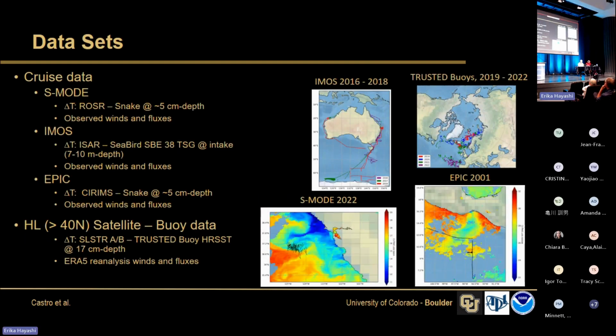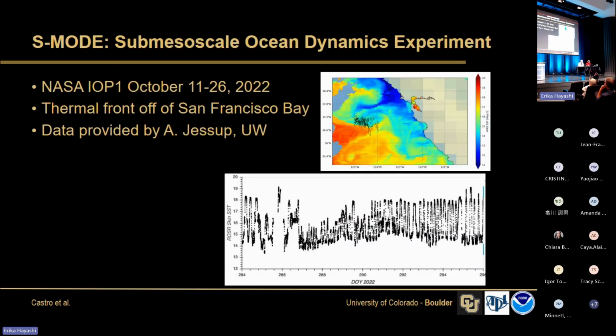So I'm going to show new data sets. Three of them are based entirely on cruise data, and the fourth is a hybrid data set that uses skin SST from satellites, buoy data for the subsurface temperatures, and reanalysis winds and heat fluxes. So let's look at the very first data set.